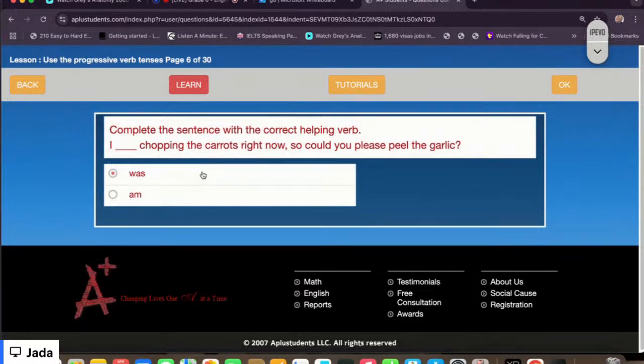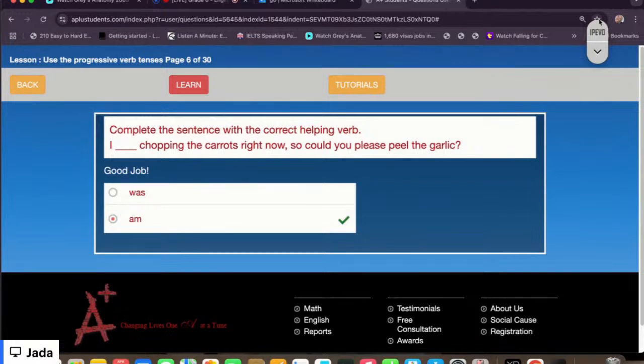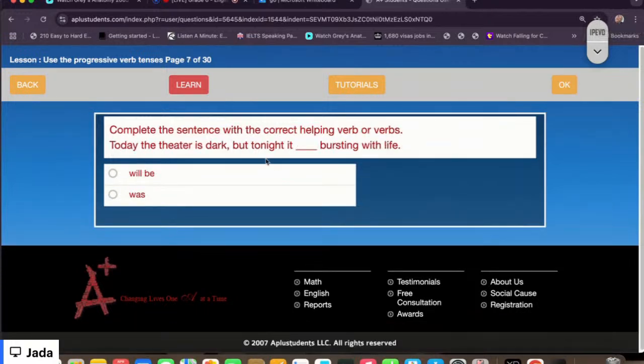All right. So I was chopping, no, I am chopping the carrot right now. So you could peel. That's happening in the present. Today the theater is dark, but tonight it is busting with life. It will be, or it was. What do you think is the right one here?